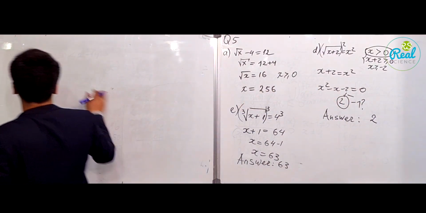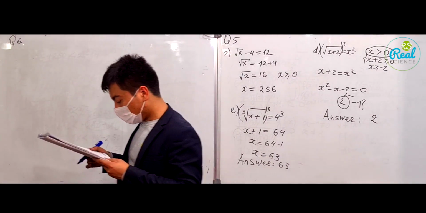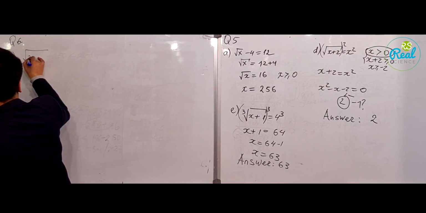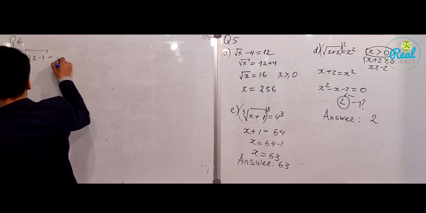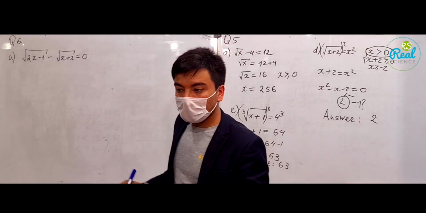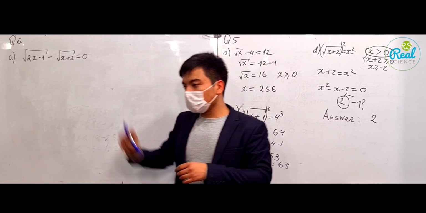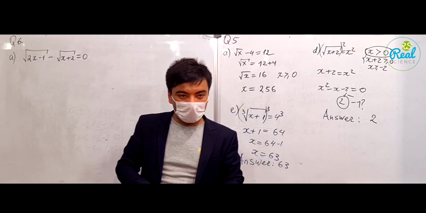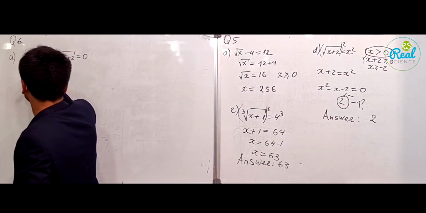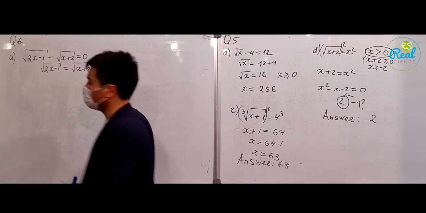So, question number 6. A1. Just, Zumrad will change this one to the next side. I mean, we'll transfer this part to the next side, and then we'll have it like this. Yeah?